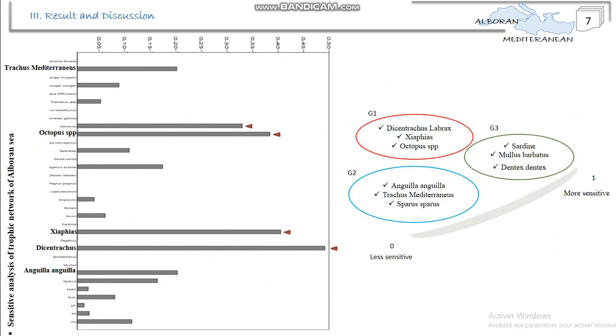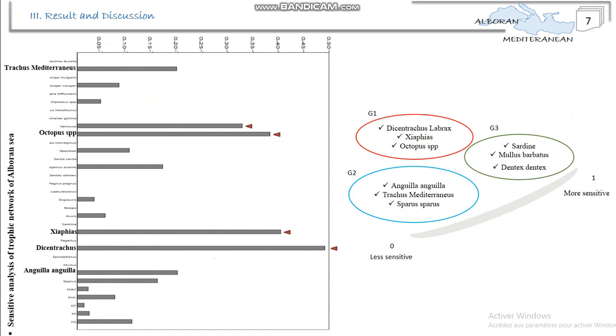So we need a sensitivity study just to define the sensitive species, in which we classify them into 3 groups. We have the first group, in which we have the Dicentrarchus labrax, also the Xiphias, and in the second group we have the Engraulis and the Trachurus mediterraneus, which are the priority species in this area. Also, in the third group we have the sardine and the Mullus barbatus, species which are present in an important quantity in this area.